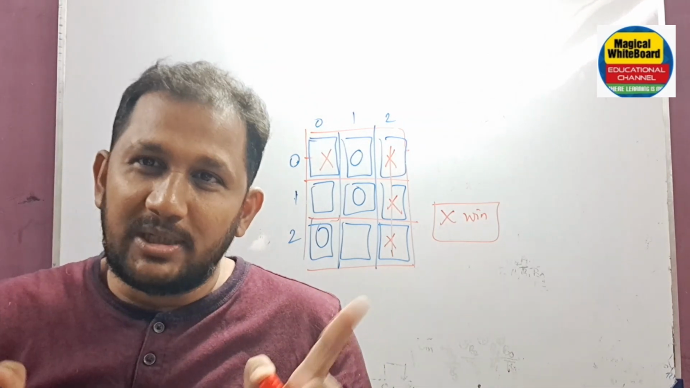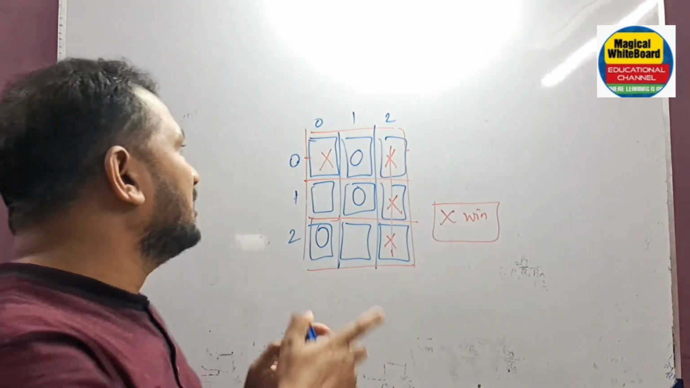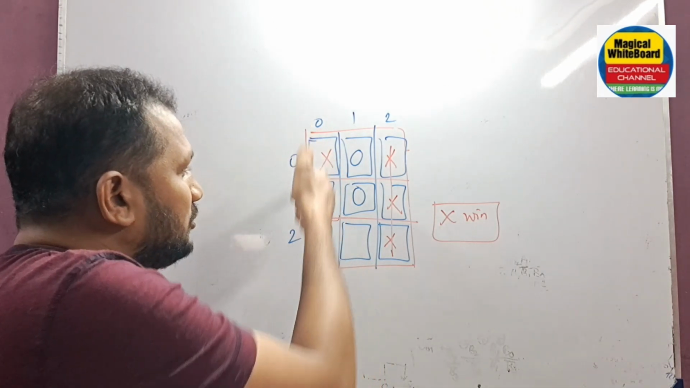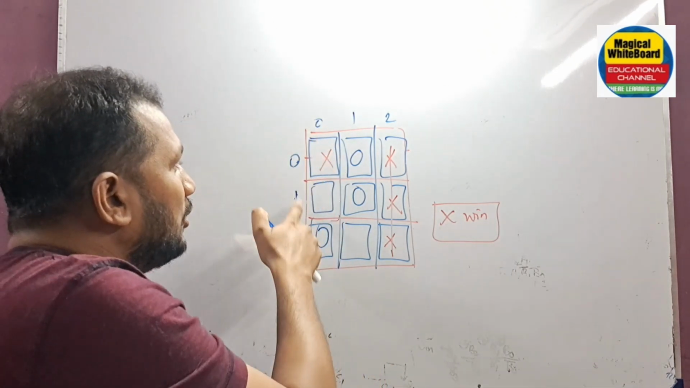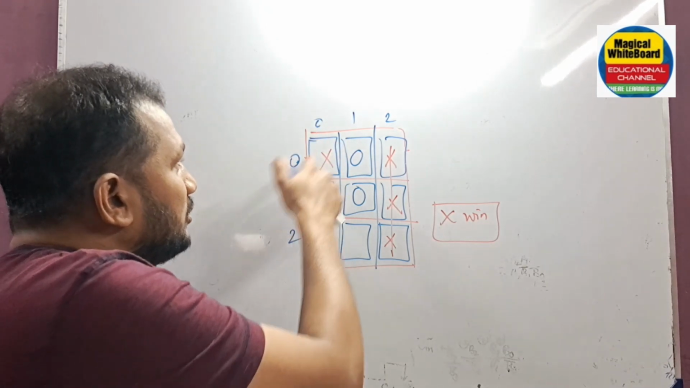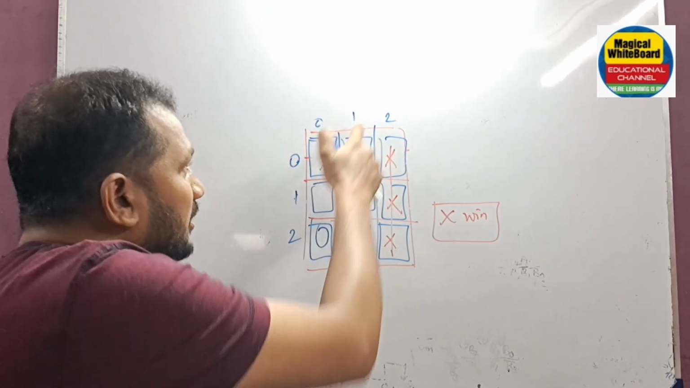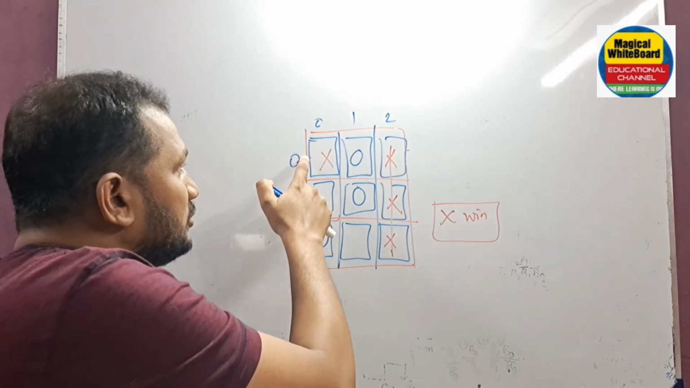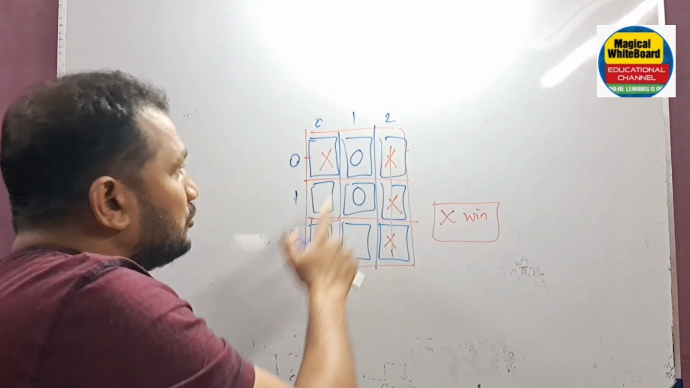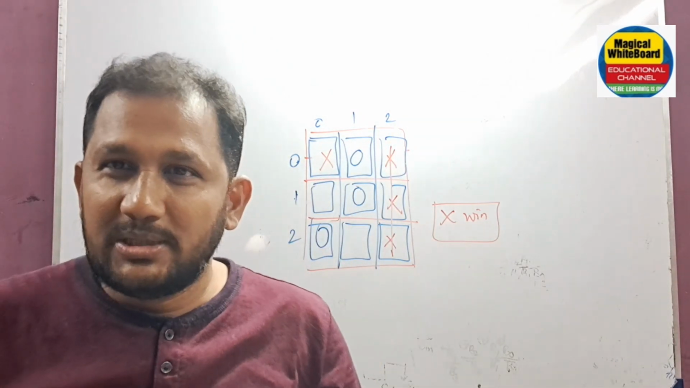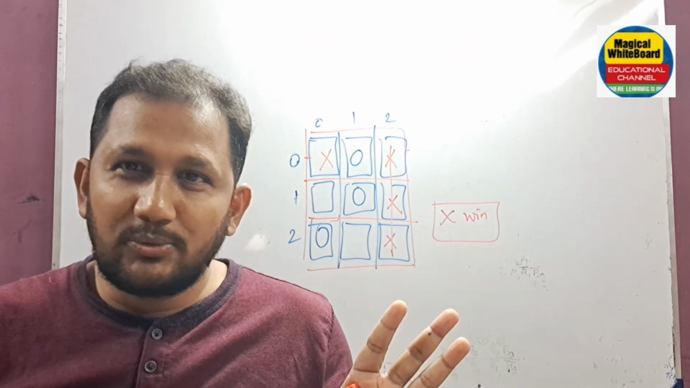This is the row-wise winning. And column-wise winning is when all crosses or all zeros are the same: 0,0, 1,0, 2,0, or 0,1, 1,1, 2,1, or 0,2, 1,2, 2,2. These are the column-wise winning possibilities. So 3 row-wise and 3 column-wise.